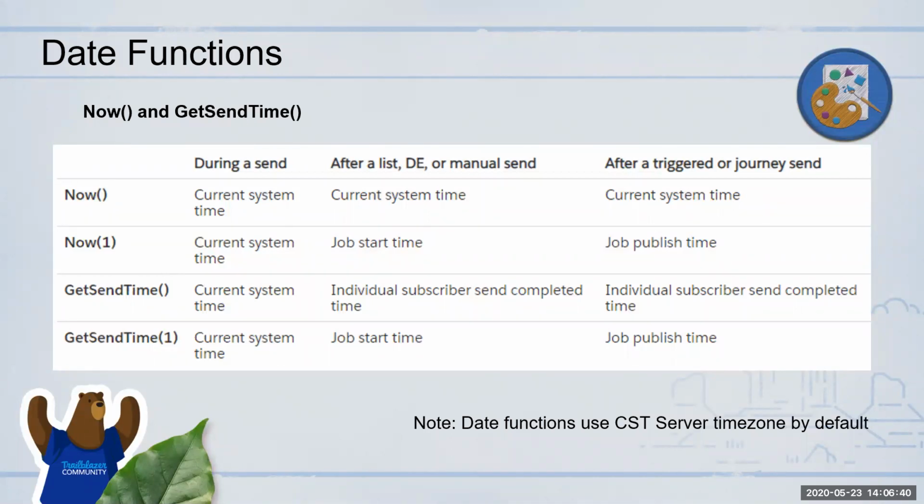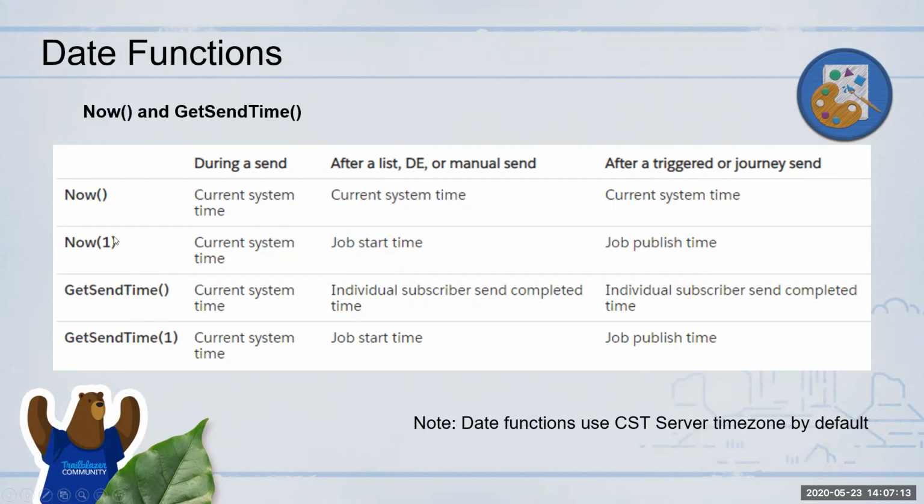Not all of them get sent at the same time. So if you want the specific date and time at which that particular email to that particular subscriber got sent, you will use GetSendTime. It will always return, at that particular instance when that email is being sent, the current system time. So you will be able to get when that email send happened. It is quite useful for logging purposes and all that.